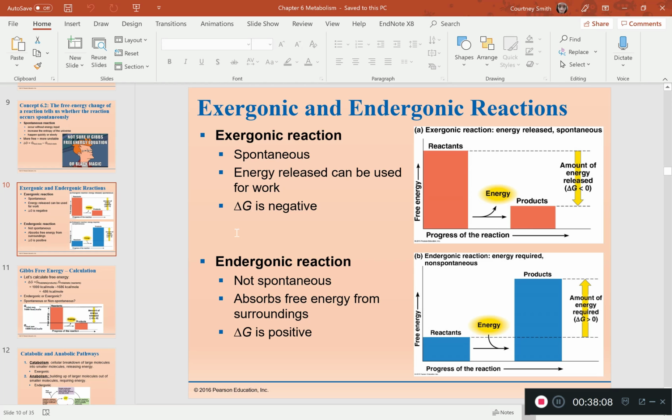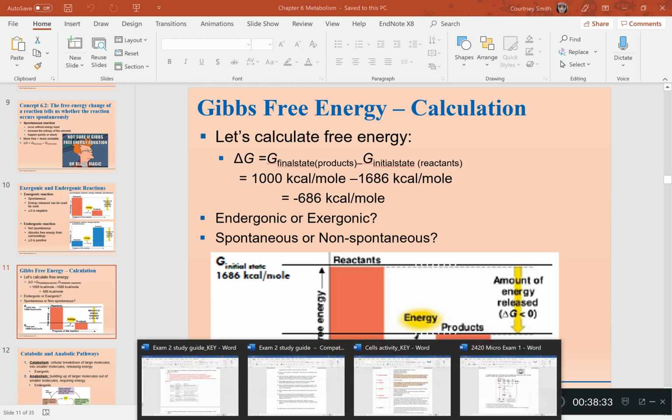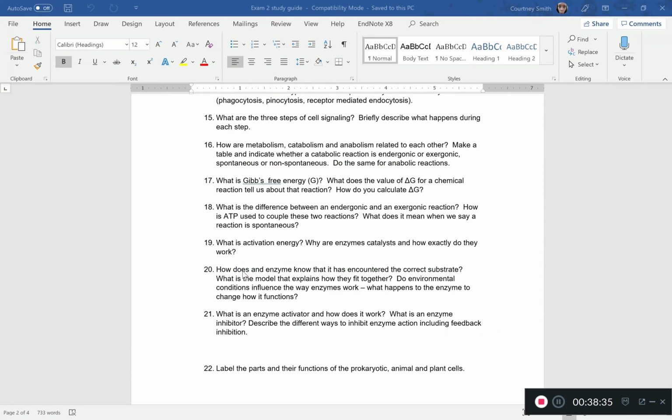Now, in order to calculate this, on the test I will ask you to calculate, but I will give you all the values, kind of like I did here. So the equation is your final minus your initial, and I believe on your study guide I did put an example, so let me actually go find it so we can work it out together.